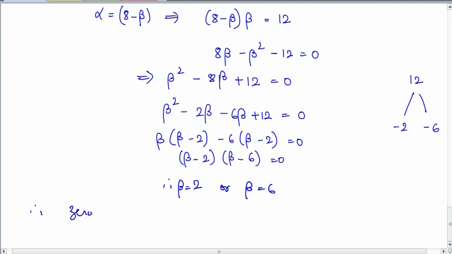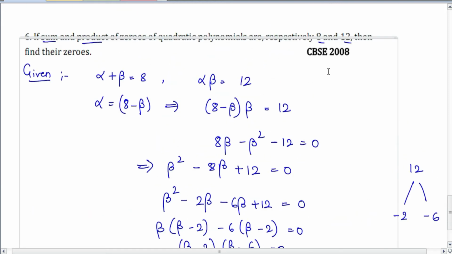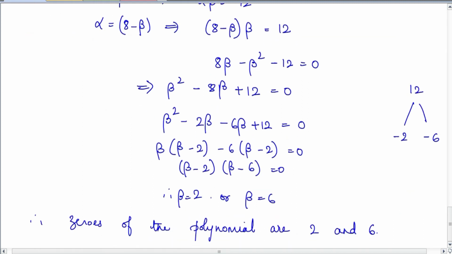Therefore, the zeros of the polynomial are, your presentation of the answer is very important, 2 and 6. It doesn't matter whether you take alpha equals 8 minus beta or beta equals 8 minus alpha. Since I have taken alpha equals 8 minus beta, I get the answers in beta. If you take beta equals 8 minus alpha, you are going to get the same answers, but you will get alpha equals 2 or alpha equals 6, doesn't matter. Whatever answers you get here finally, those are the zeros of the polynomial. Clear?